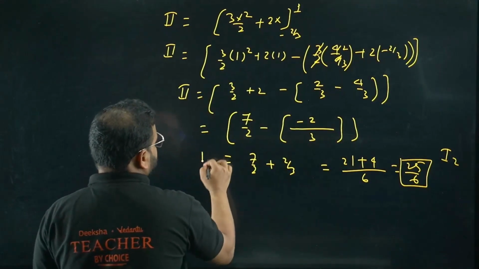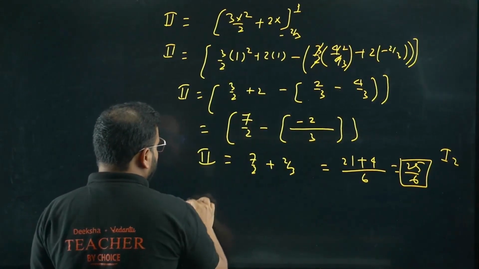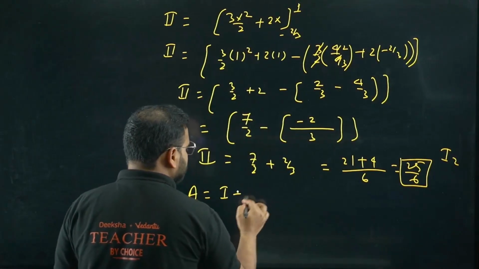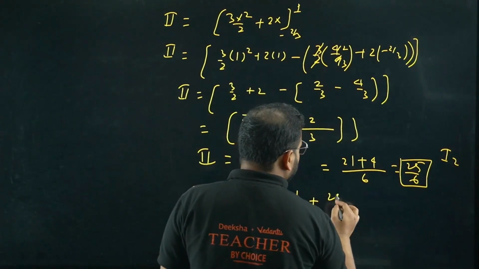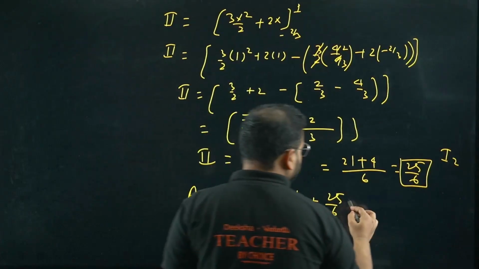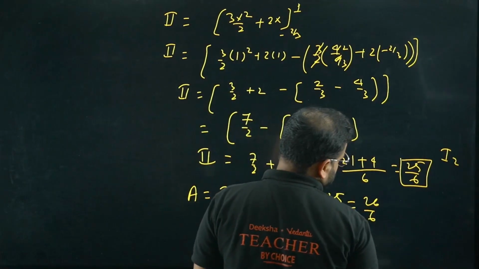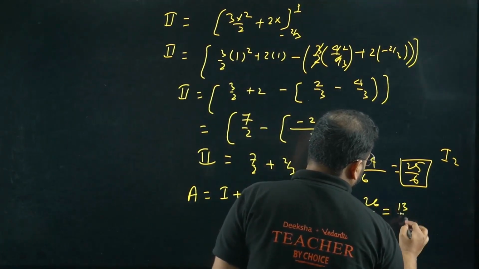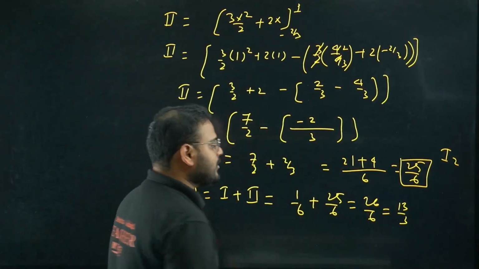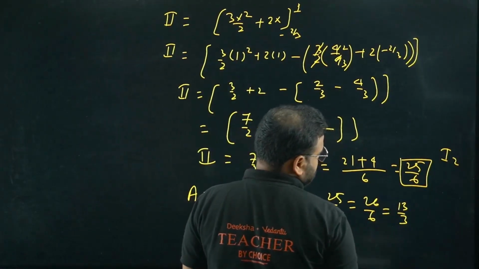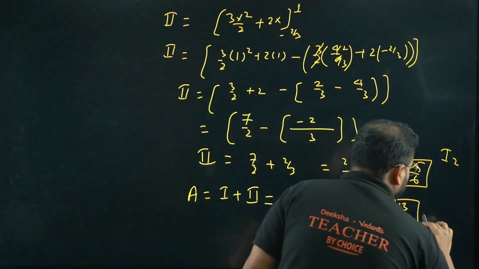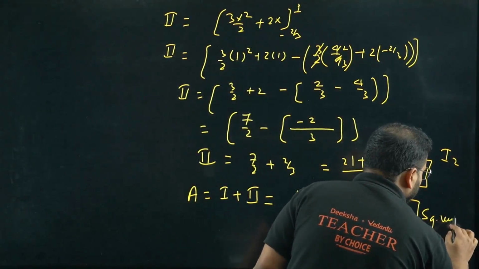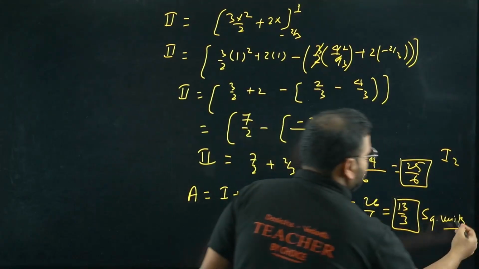Okay, part 2. So my required area is nothing but part 1 plus part 2. Part 1 was coming as 1 by 6. This was coming as 25 by 6. How much is that? 26 by 6. So 13 by 3. 2 3s are 6 and 2 13s are again 26. So I'm going to be getting this as area. 13 by 3 is the area, right? Square units.